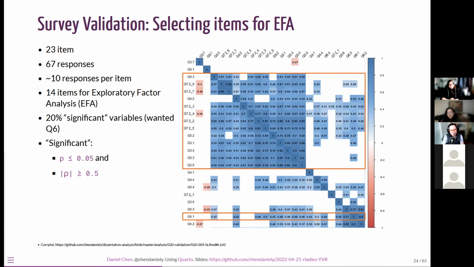the first problem is I need roughly 10 responses per item to do this properly. That would mean I would need at least 230 people to respond to this survey to do every single question, but I only have 67. So now the problem is, how do we reduce the number of questions? It's not 230, but at the same time, 67 means really 6 questions is not enough.